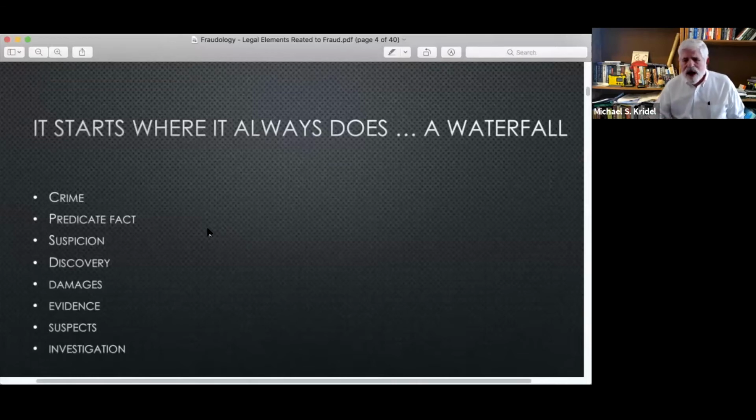Then the concept of evidence comes up. Evidence is defined by law. It's defined by common law, it's defined by statute, and we will go through each of these definitions as we go through the 50 minutes together. Then we come to suspects, and that's self-evident what they are, but we'll talk about that too. And then that leads to the investigation. And all investigations, no matter what the crime is, no matter what the civil issue is, all begin the same way. And we'll talk about that. Next slide.